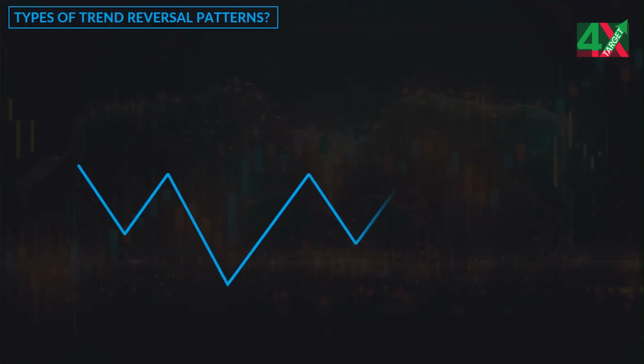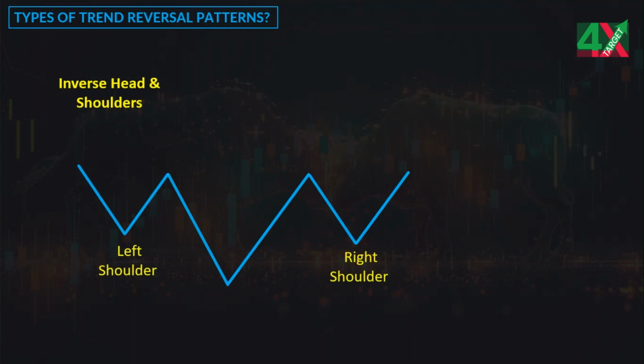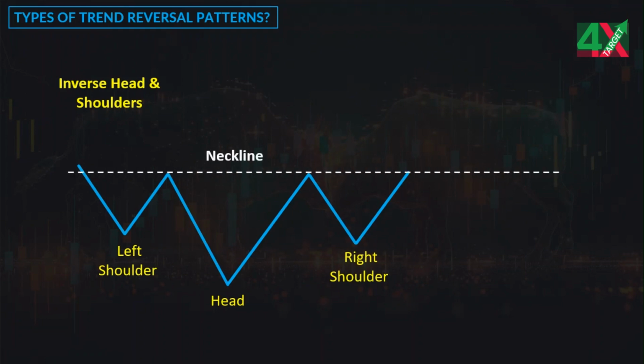On the other side, we have the inverse head and shoulders, which is a bullish reversal pattern. This pattern consists of three troughs. The two outer troughs are the shoulders, and the deeper middle trough forms the head. The neckline in this case is a resistance level connecting the highs between the troughs. Confirmation occurs when the price breaks above the neckline, indicating that buyers are regaining strength. When this pattern appears at the bottom of a downtrend, it often signals a shift toward bullish momentum, an opportunity for potential long entries.